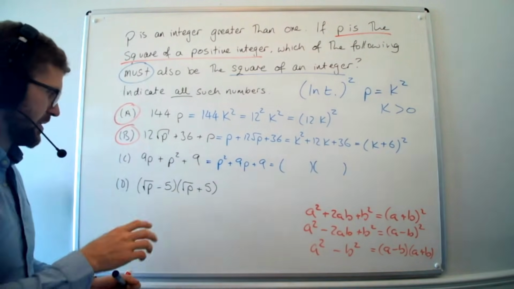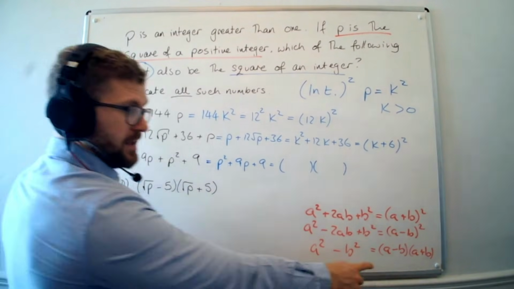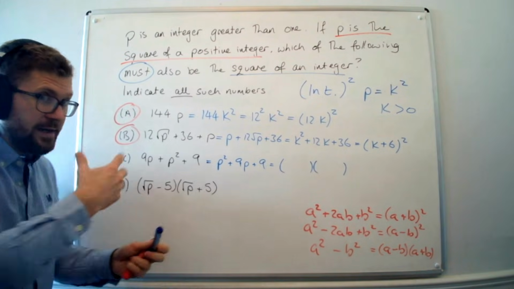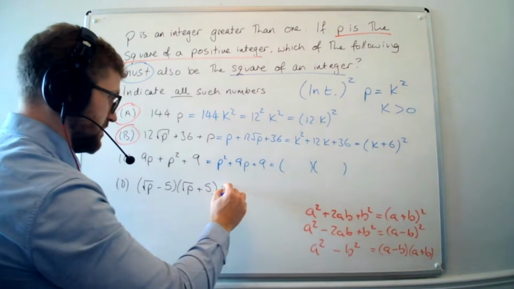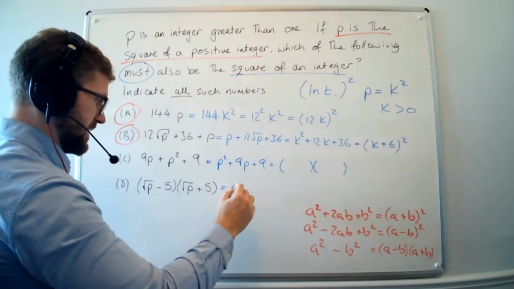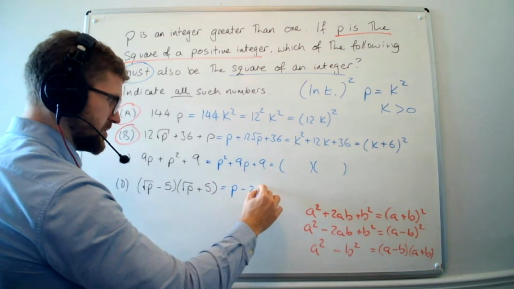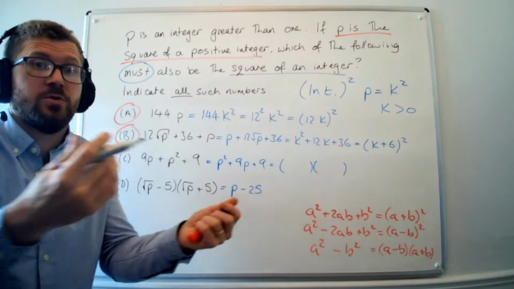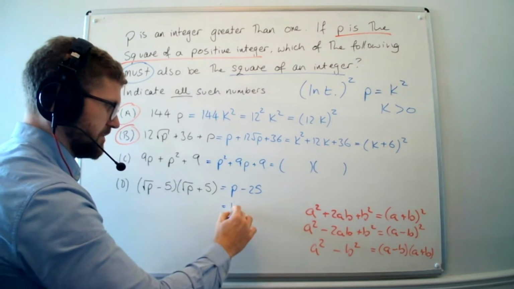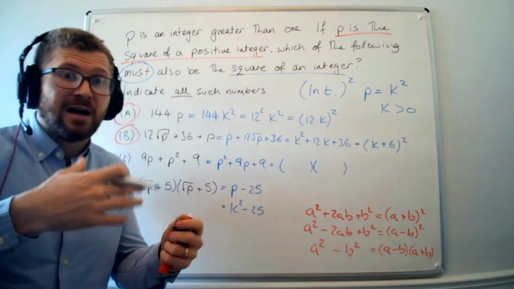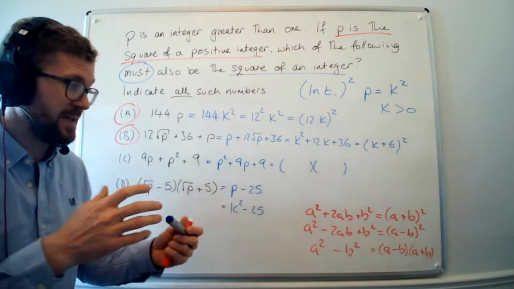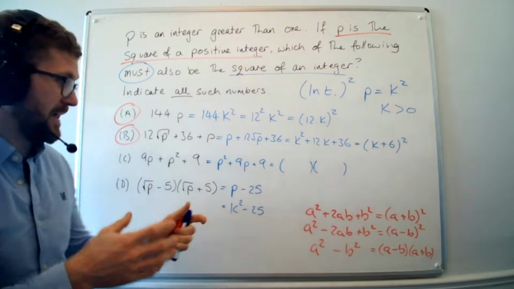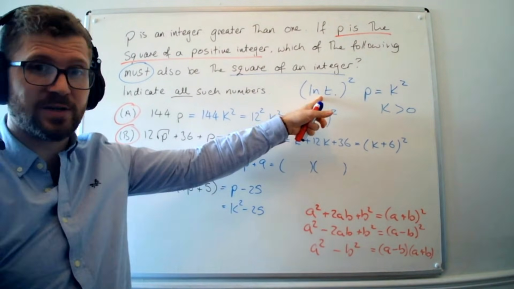All right, final one, dealing with D here. It's the reverse of one of our standard quadratics from earlier. So I could, if I wanted to, go and expand those brackets, and I'm going to get P minus 25. And since I know that P is K squared, I could go and rewrite it as K squared minus 25. I'm wasting a bit of time here, but doing it as an illustration, to see: can I get this into the format I'm looking for?